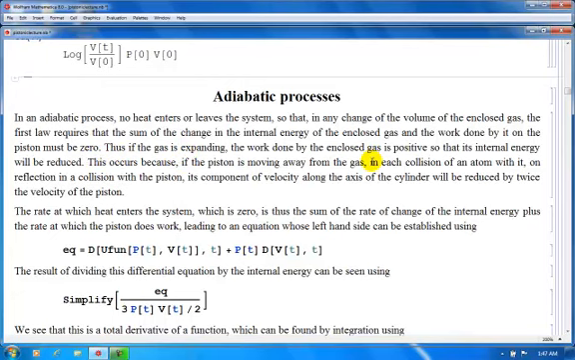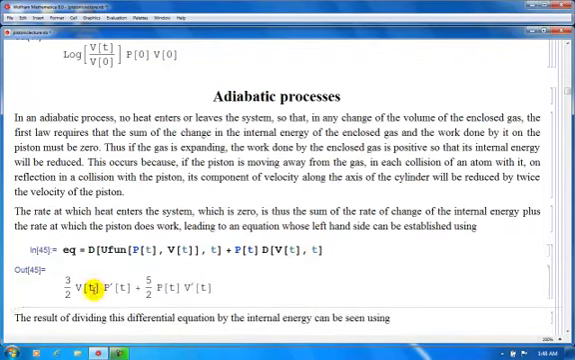And the rate at which heat enters the system, which is 0, is thus the sum of the rate of change of the internal energy plus the rate at which the piston does work, leading to an equation which we can derive using that. So it's 3/2 times the volume times the derivative of the pressure plus 5/2.